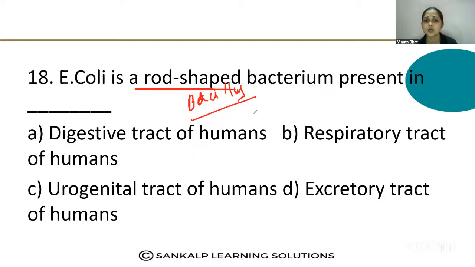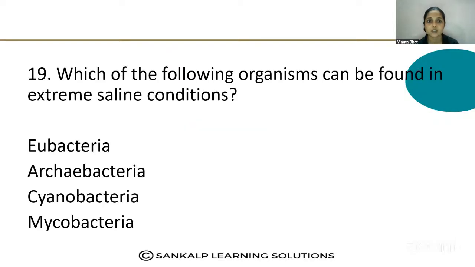E. coli is the rod-shaped bacterium present in the digestive tract of human beings. So that is the type of bacteria present in which part? That is the digestive part of human beings. Next question.